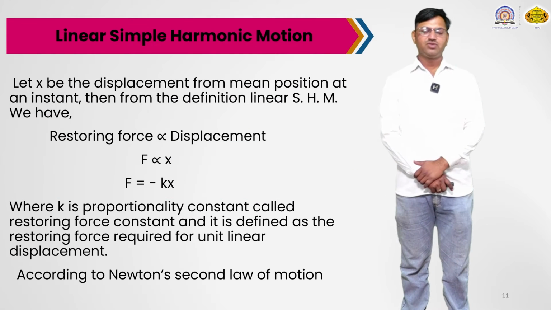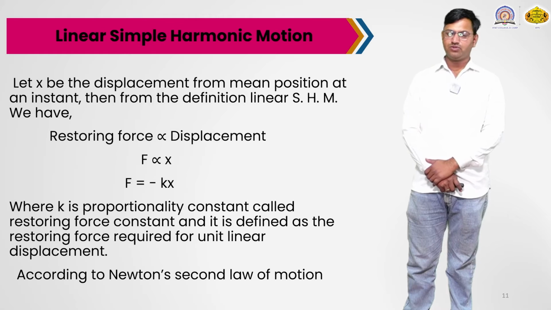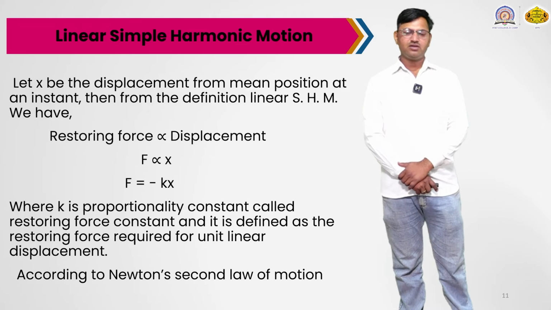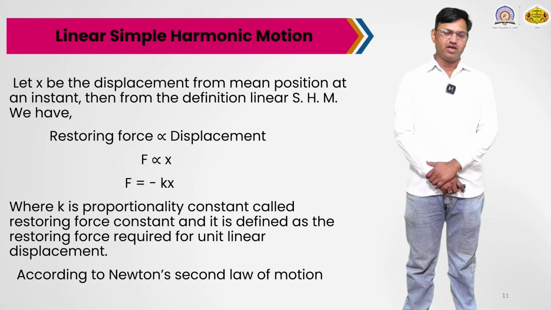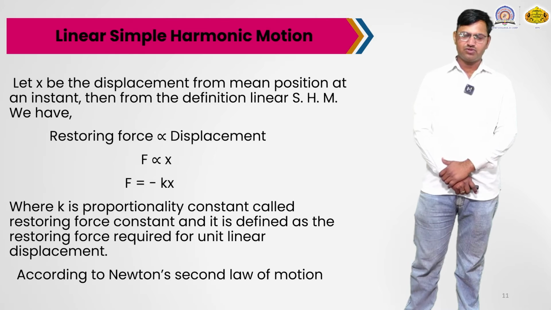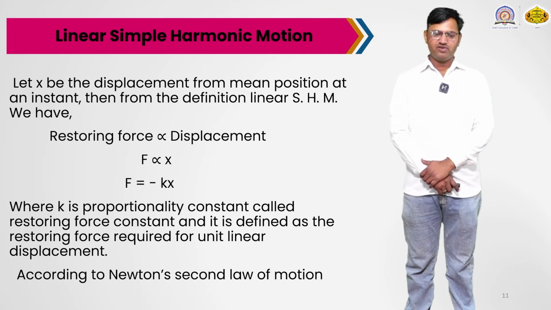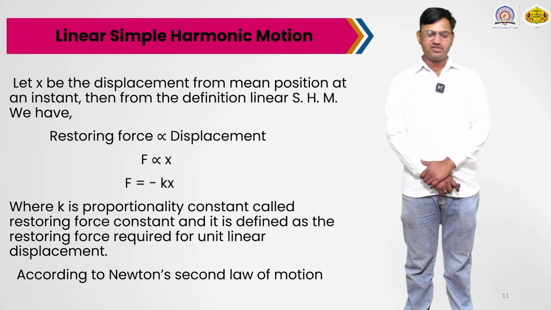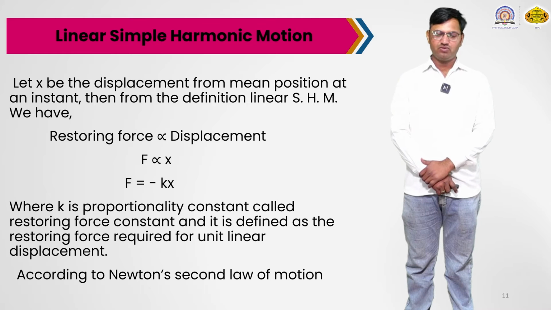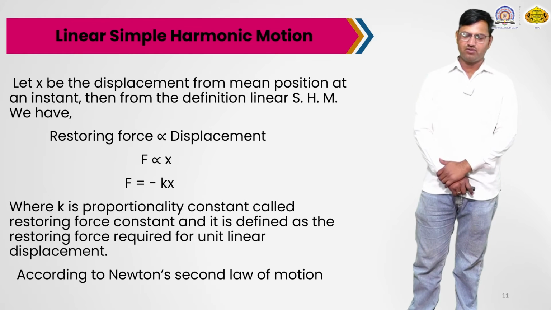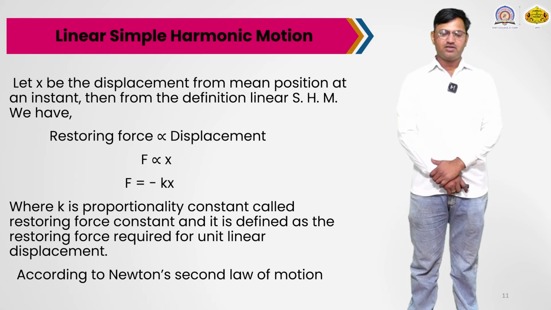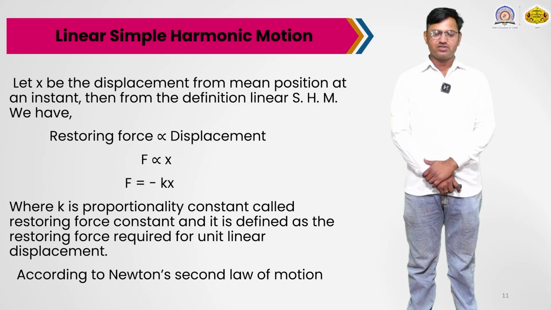Let x be the displacement from the mean position at an instant. Then, from the definition of linear simple harmonic motion, the restoring force is directly proportional to the displacement. F is directly proportional to x, and F is equal to minus k into x, where k is the proportionality constant, called the restoring force constant. It is defined as the restoring force required for unit linear displacement.